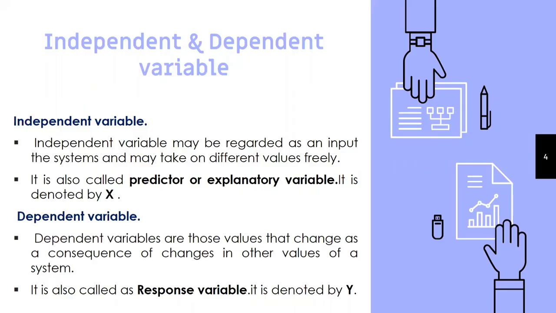As I described before, independent variable may be regarded as an input to the system and may take on different values freely. It is also called predictor or explanatory variable. It is denoted by X, and dependent variable is also called response variable, and it is denoted by Y. Dependent variables are those variables that change as a consequence of changes in other values of a system.